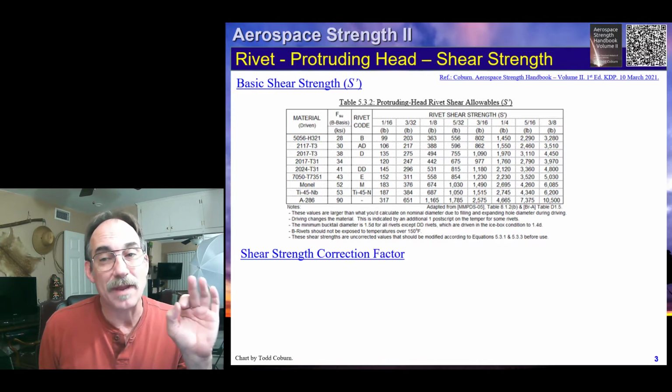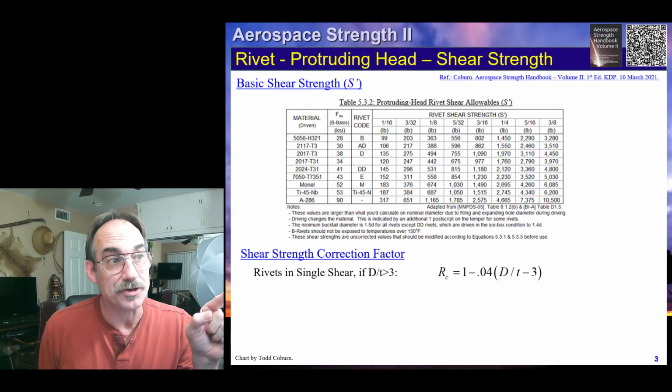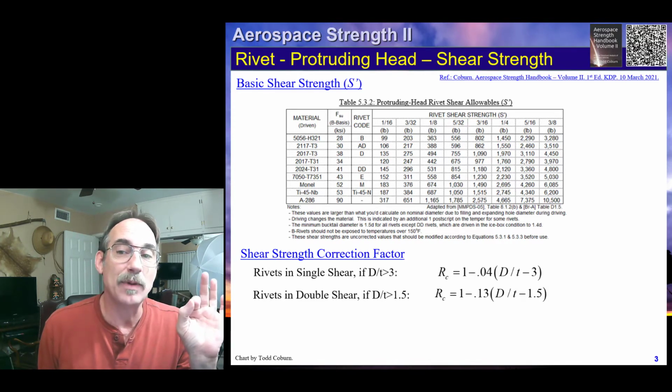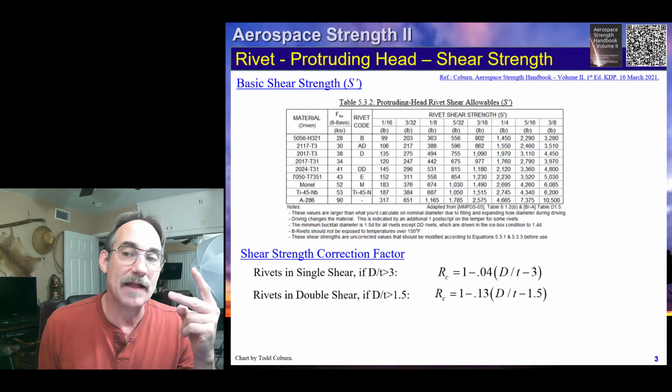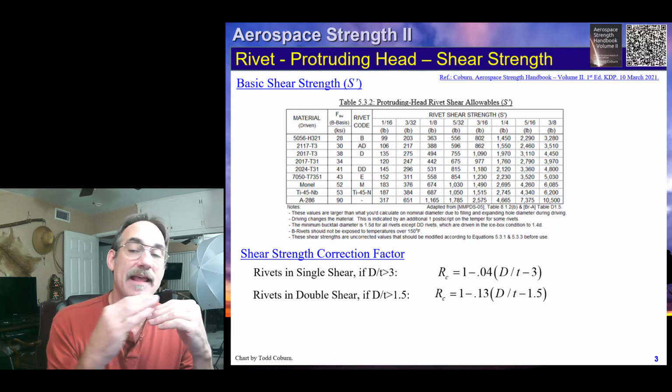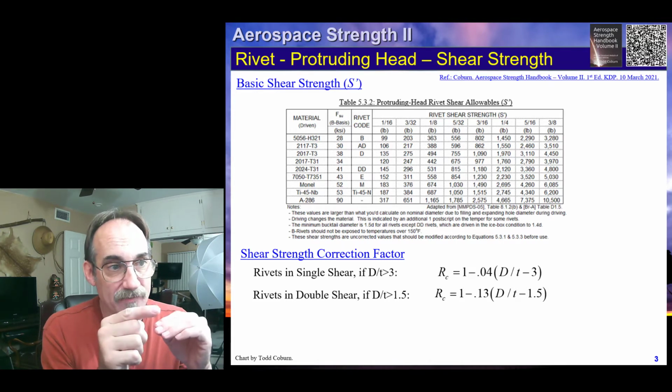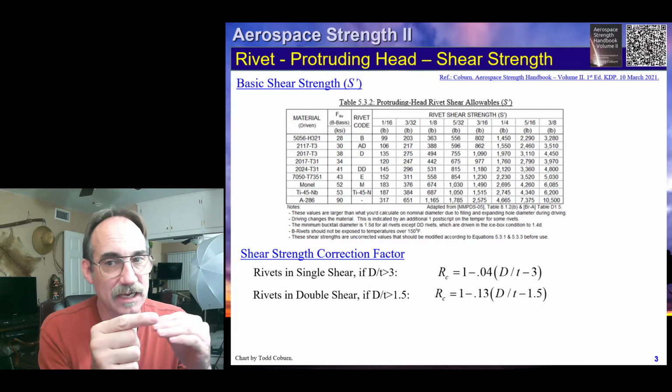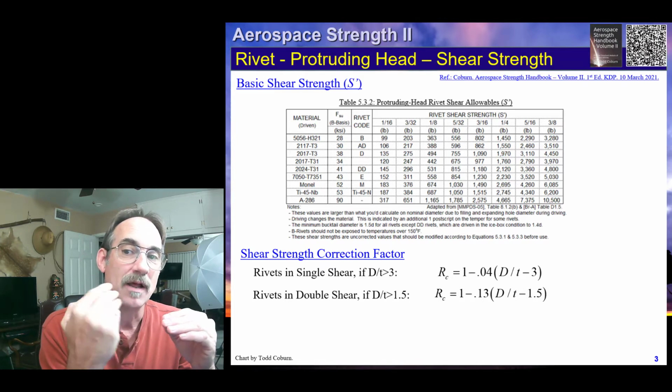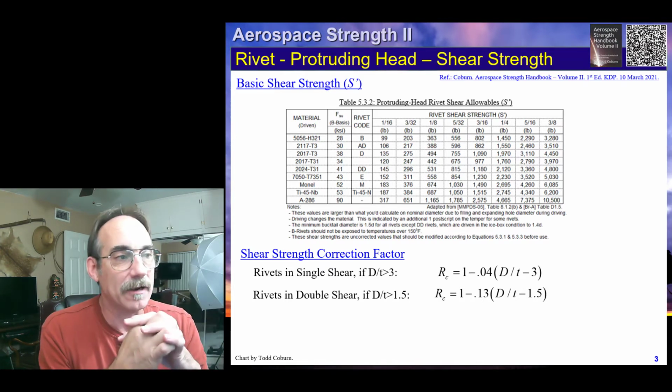So we start here. If we have a protruding head rivet, we come here for the shear strength. We get the S prime. Then we look for our correction factor. We're going to have two correction factors. One if the rivet is in single shear, and the other if that's in double shear. Once again, if you don't know what these things mean, go back to lecture 4 of Aero 3261, watch that, and then come back here.